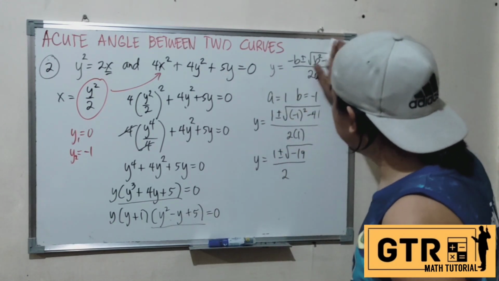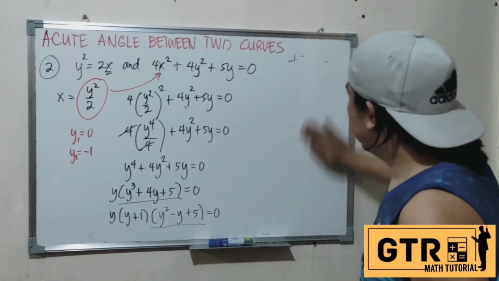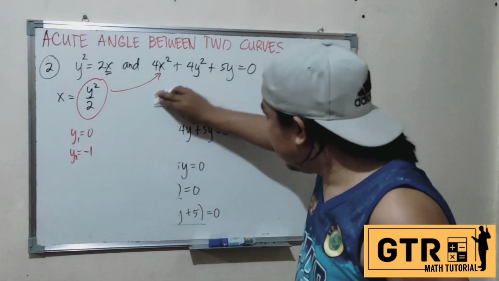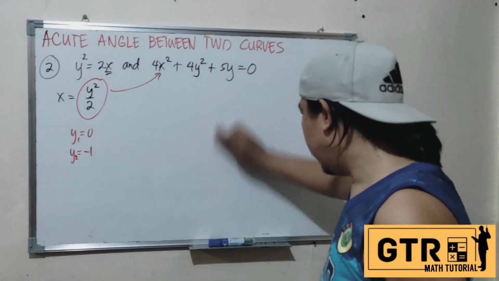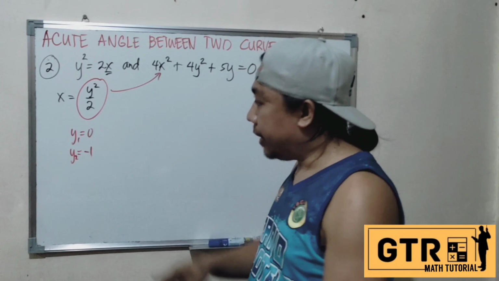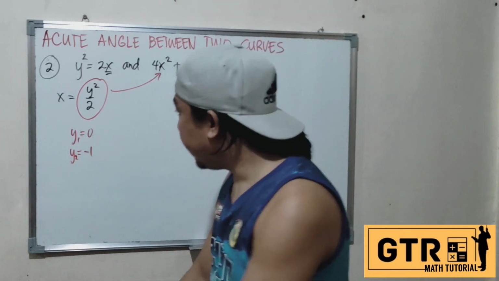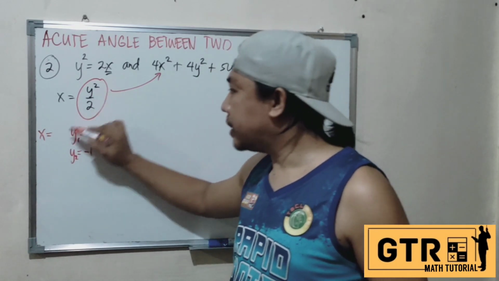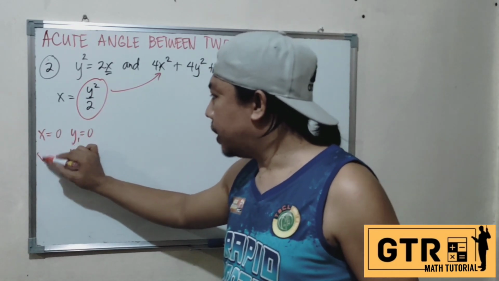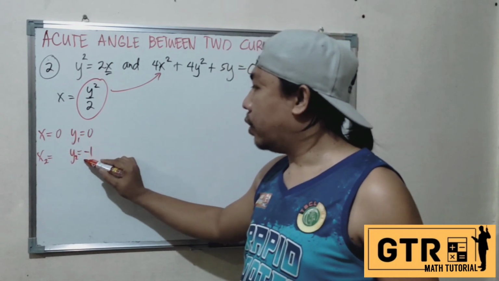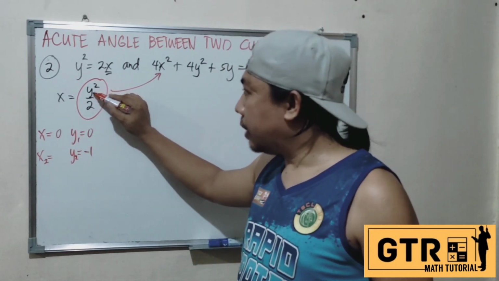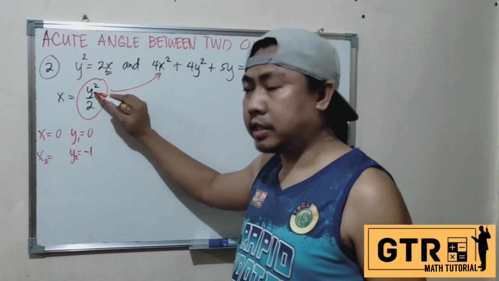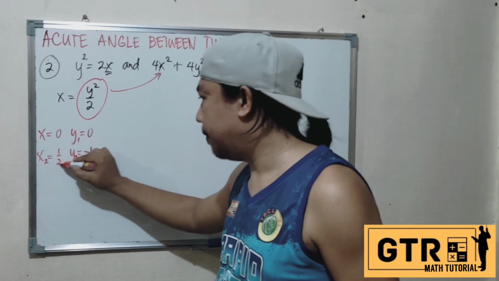Okay, so therefore, we can solve for the value of x when y equals 0 and y equals negative 1. So when y equals 0, x is also 0. When y equals negative 1, we have negative 1 squared, which is positive 1, divided by 2, so 1 half.